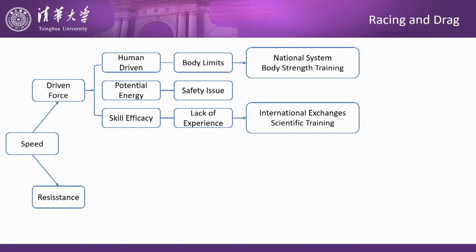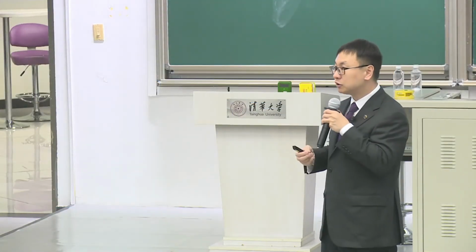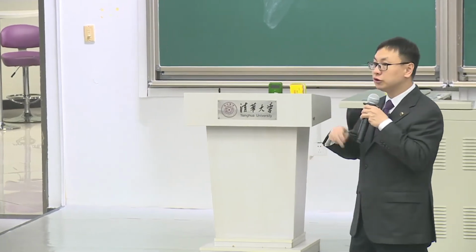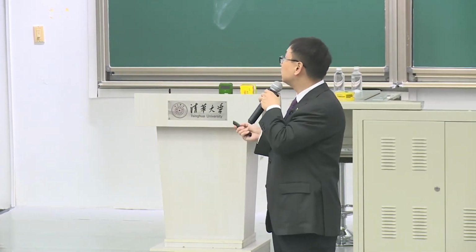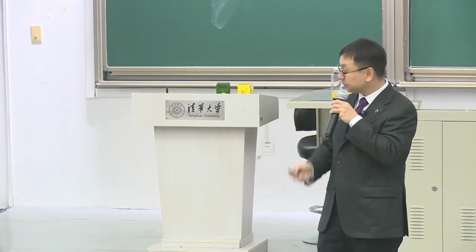So in the human driving, we have to improve the body limit. We have our national system athletes training. We have our body strength training program. All right. For potential energy, the major issue is safety. Truly, it's a safety issue. For skills, to be honest, our athletes are not very experienced in winter sports. Most of them are even summer sports athletes retrained into winter sports. So we have an international exchange program, and we have scientific training.